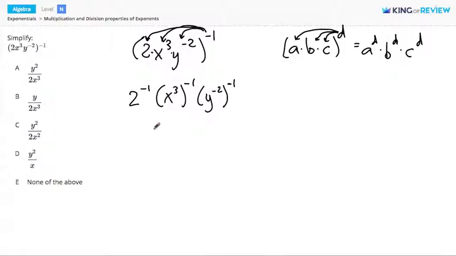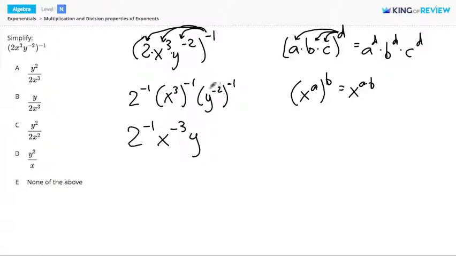Now we have to figure out what happens when we have an exponent, like x to the third, raised immediately to another exponent. And here's how that works. If we have x to the power a, and that raised immediately to the power b, this is equivalent to writing x to the power a times b. So, applying that property for x and for y, we will get x to the power 3 times negative 1 is negative 3, and y to the power negative 2 times negative 1 equals positive 2.